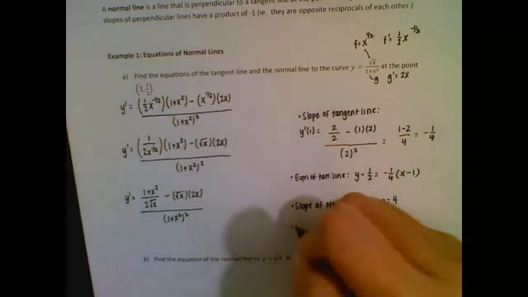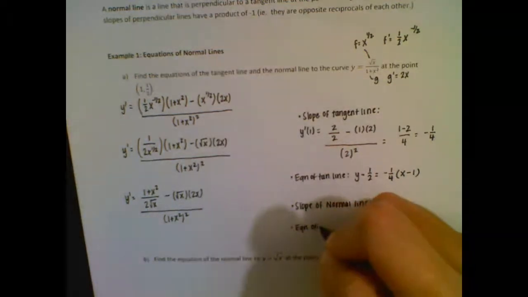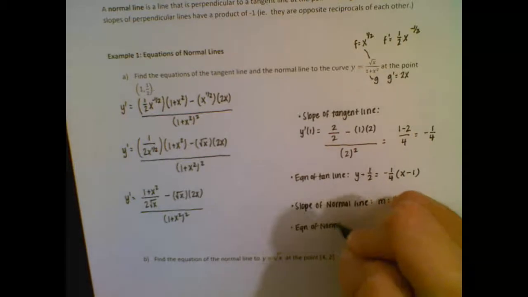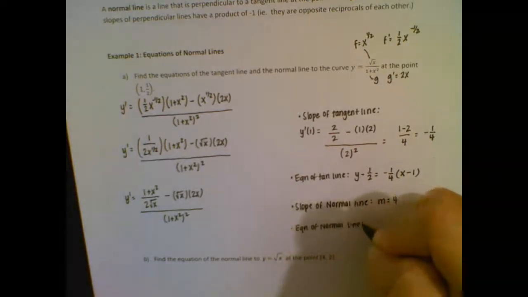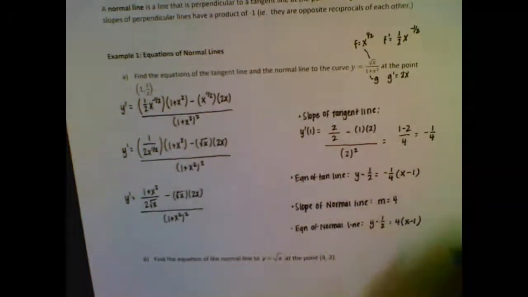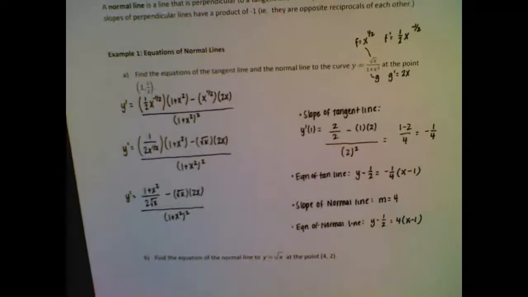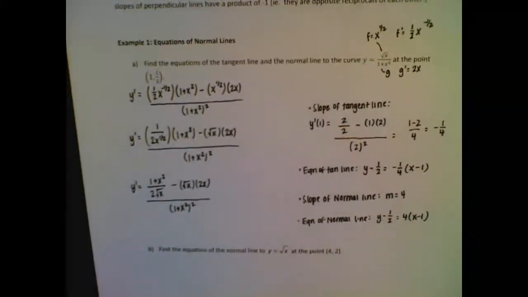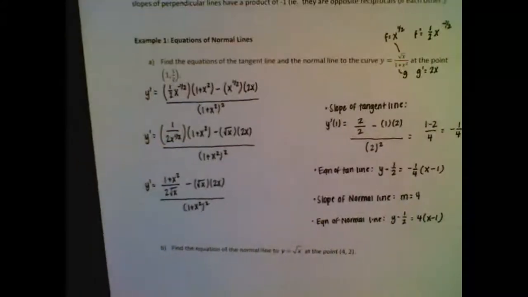Then from there, I can go ahead and find the equation of the normal line. Again, I'm using the same point. So y minus 1/2 is going to be equal to 4 times x minus 1. And that's basically it for the slope of the normal line and how to find the equation of the normal line. We'll just go through one more example just to show you something that isn't using the quotient rule.